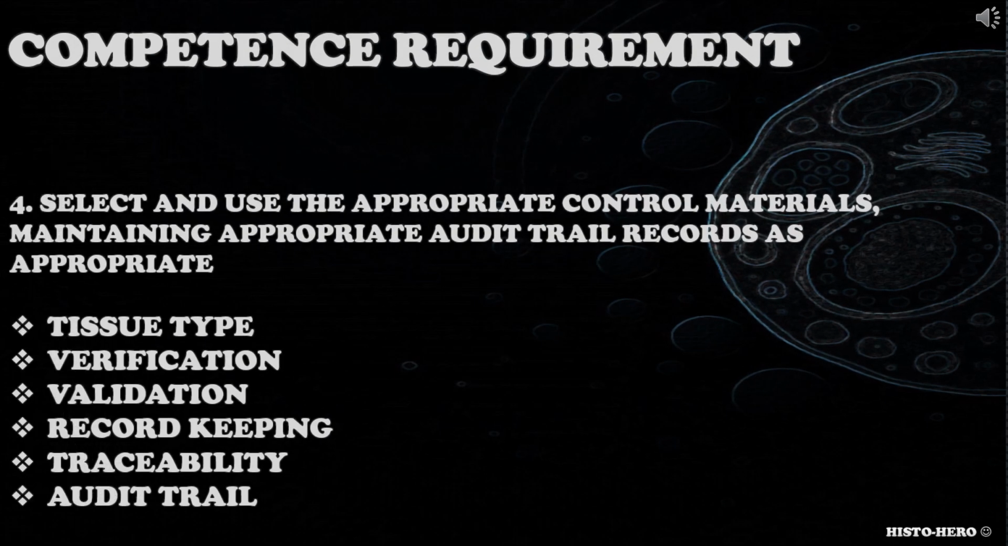The fourth competence requirement is for you to select and use the appropriate control materials, maintaining appropriate audit trail records. What control material do you use for each demonstration method? How do you maintain audit trail for control material used? How do you produce appropriate control material for each demonstration method? Consider tissue type and availability, verification, validation, record keeping, traceability, audit trail.